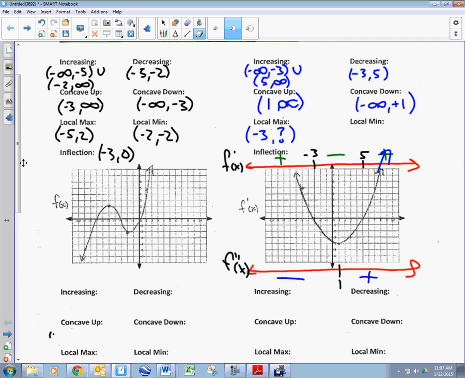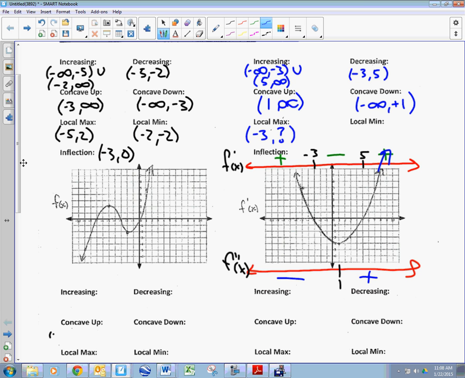You're absolutely right. The original, this graph, f prime, has a local min. It does not have a local max. F prime has a local min. We're not asking about f prime. We're wondering about the original function.